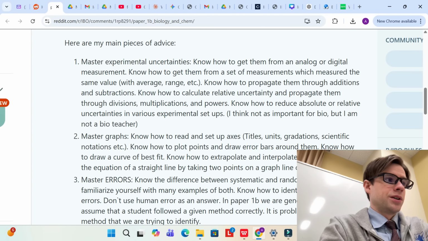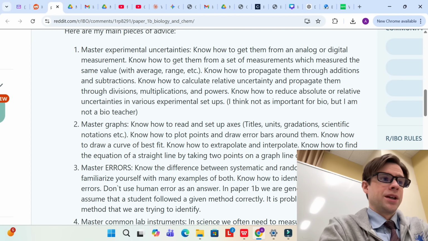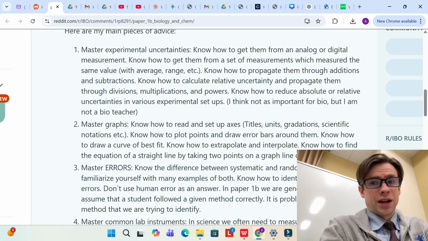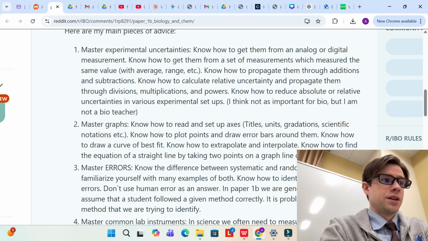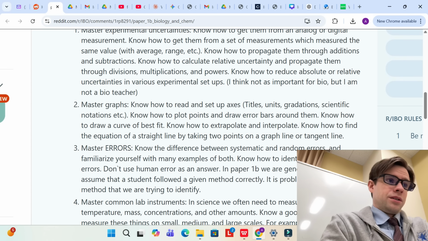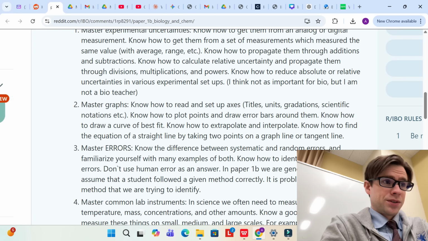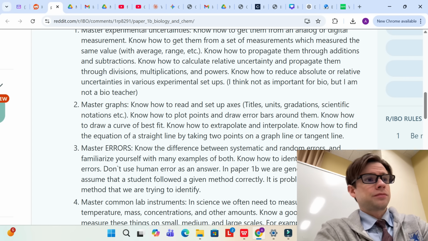Know how to get it from a collection of data. So you can take the average and find the range to get the value and its uncertainty. Know how to propagate uncertainties through additions. Add the uncertainties together. Additions and subtractions, same rule. Then for divisions, multiplications, and powers, get the relative uncertainties and add them together.